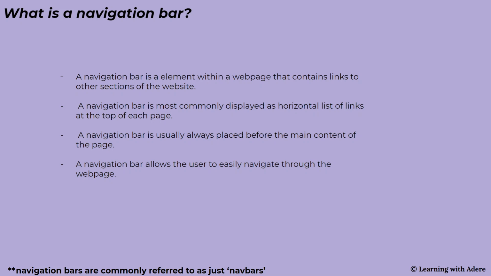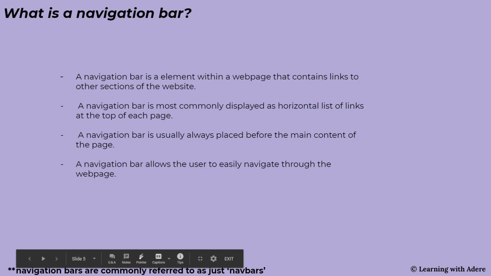So yeah, if that didn't make it clear, a navigation bar is an element within a web page that contains links to other sections of the web page. It is commonly displayed as horizontal links at the top of the page. A navigation bar is always placed before the main content of the page, just to be easier to access, and it allows the user to easily navigate through the web page. Navigation bars are also commonly referred to as nav bars for short.